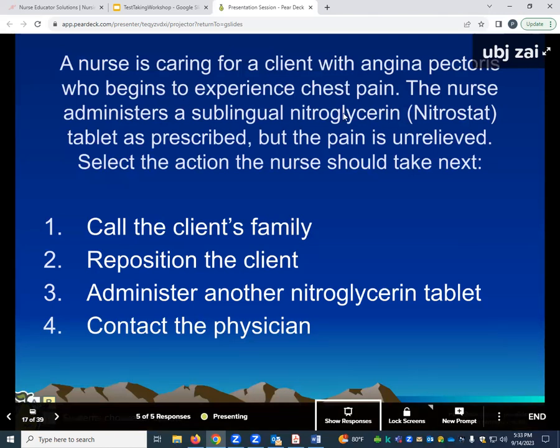So it's not reading into it. It's reading what the question is actually telling you. They just started having chest pain. They got 1 sublingual nitro. They can get another in 5 minutes if the pain is unrelieved. So number 3 is your correct answer.